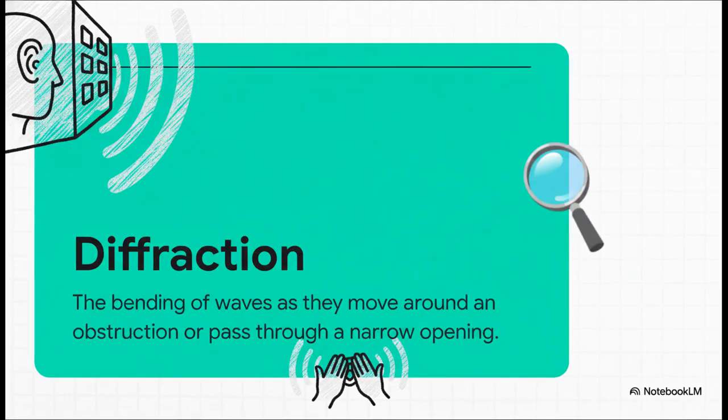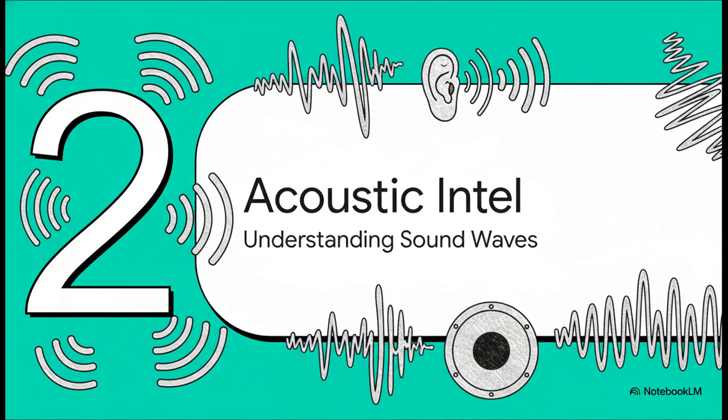And then there's this third one, diffraction. This is why you can hear someone talking in the next room even if you can't see them. The sound waves are literally bending and spreading out as they go through the doorway, wrapping around the wall to reach your ears. All right, we've got the basics down. Now, let's zoom in on one specific type of wave, sound. Time for a little acoustic intel.